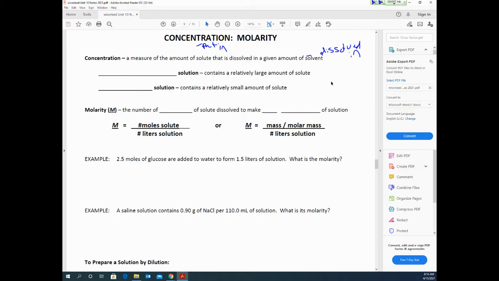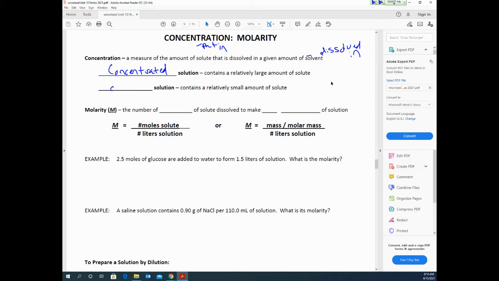Okay. So the first one where it says it contains a relatively large amount of the solute, we're just going to say it's concentrated, what I just said. So if you have a concentrated solution, concentrated. Man, that was awful. My board is just getting worse and worse at looking okay. Concentrated, right?